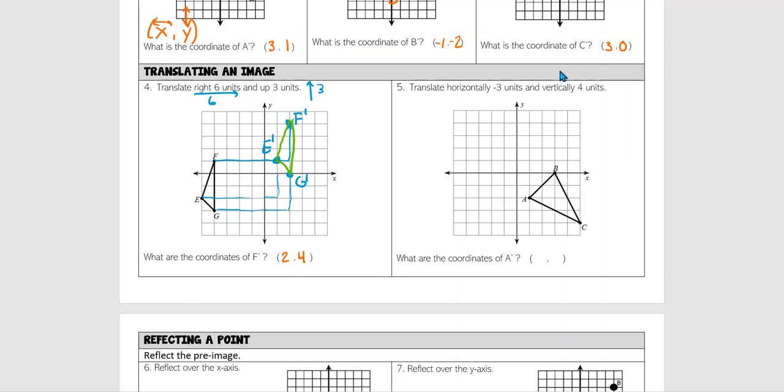For the next one, we're doing the same thing. We're just giving this in horizontal and vertical. So horizontally, negative 3 means we're going to go left 3 units. And vertically 4 units means we're going to go up 4 units. So pause the video and try this one on your own.